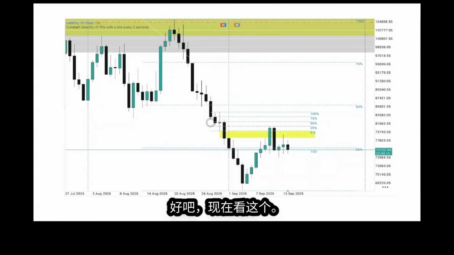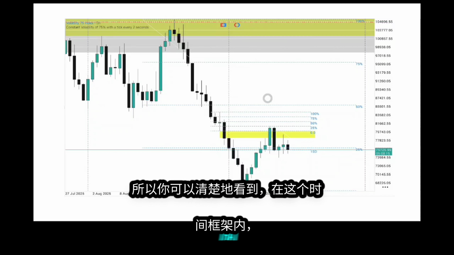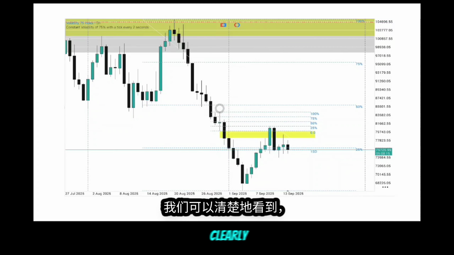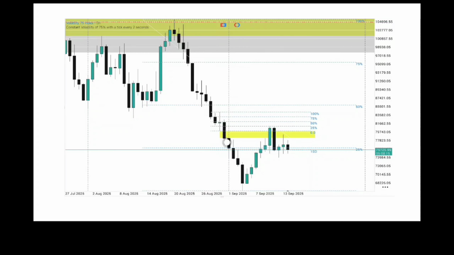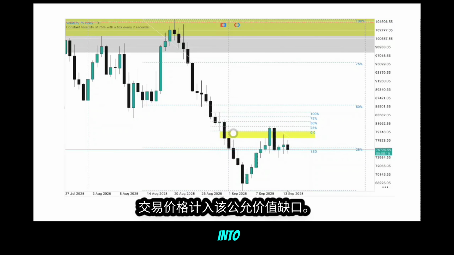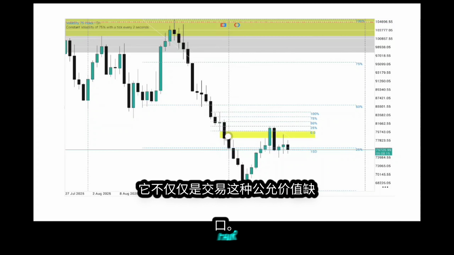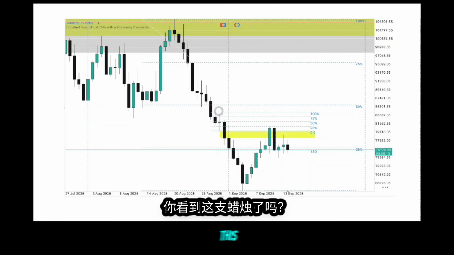Okay, now watch this. You can see clearly that on this time frame, price traded into this fair value gap, and then we saw the reversal. It didn't just trade into this fair value gap. Watch something. Have you seen this candle right in here? This candle is an up close candle.